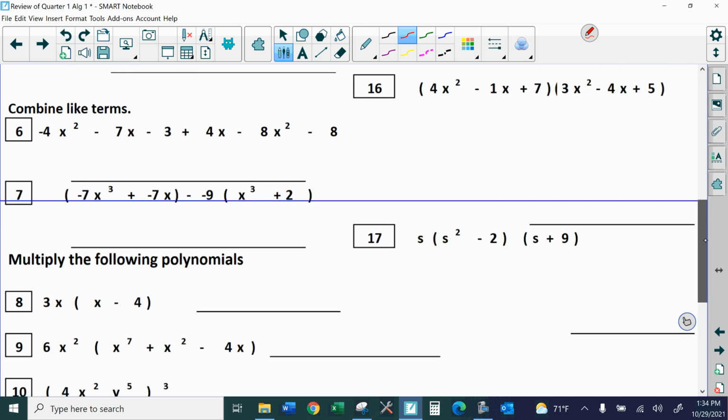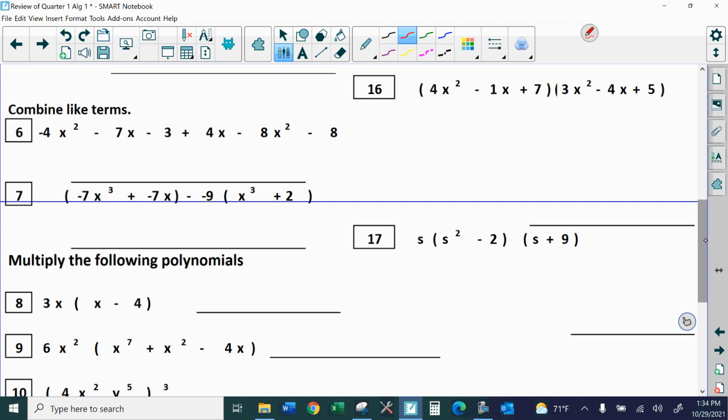All right, number 6, combining like terms. So like terms means same variable and the same exponent. So there's an x squared here, and here's an x squared. So those are like terms. Combine them. This is a negative 8, and that's a negative 4, to give me negative 12x squared.